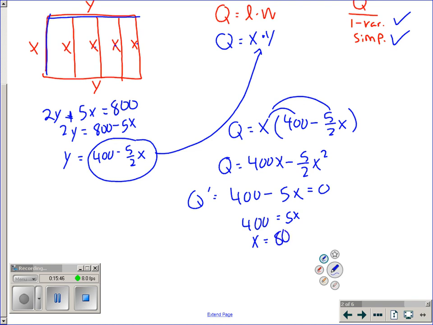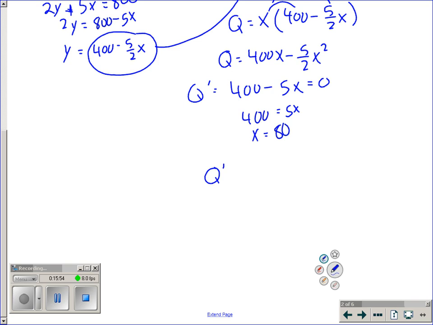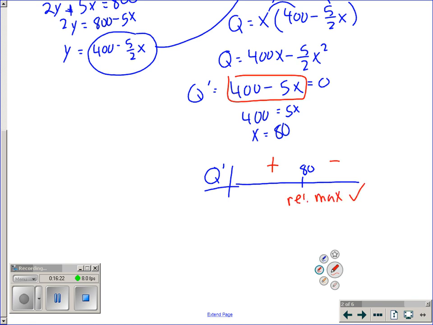So I got my dimensions, I got my length. Now, I got to make sure that's a maximum, so we always got to make sure to test it. So I'm going to test 80 on my number line here, in my derivative function, just like I would anytime. If I plug in 40, that's going to be a positive number. If I plug in any number greater than 80, like 100 or something, it's going to be negative. So this is indeed a relative max. We've just shown that.